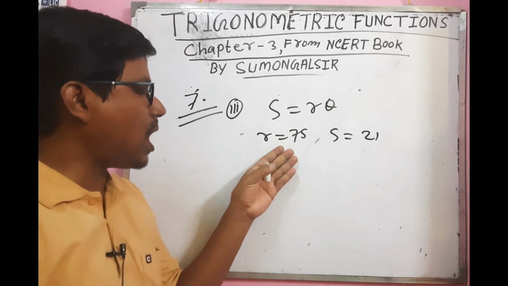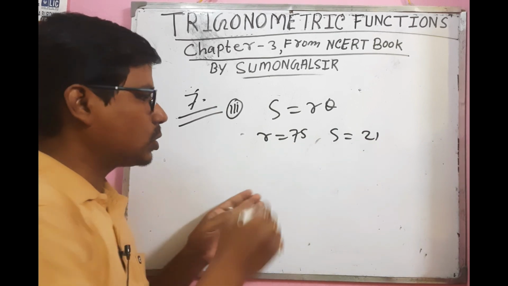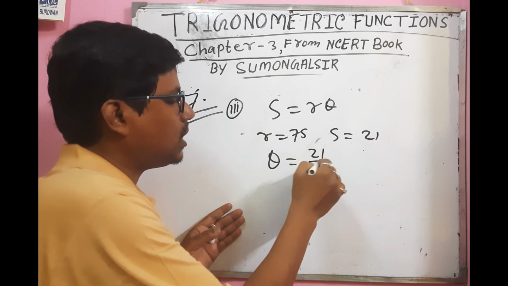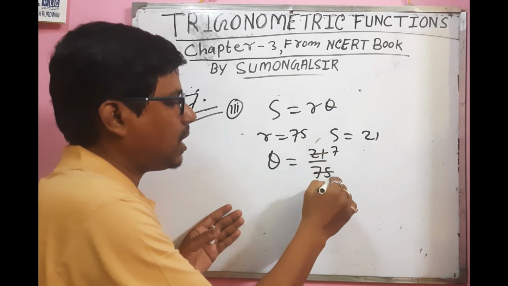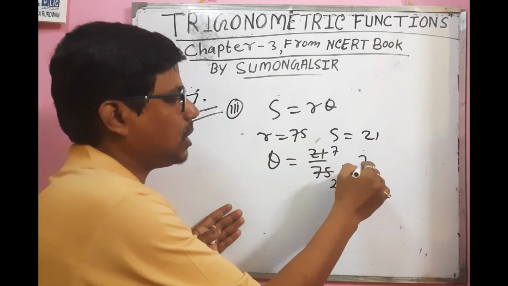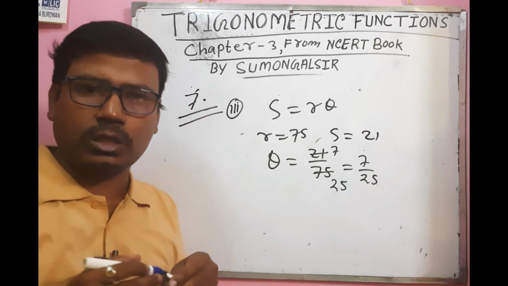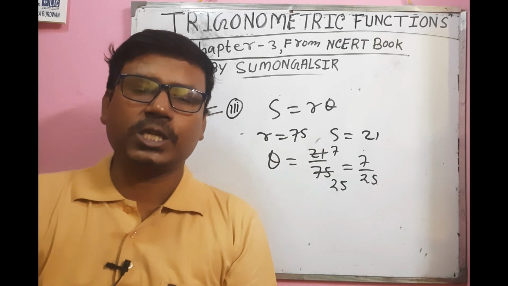For the third, r is equal to 75 and s is equal to 21. So theta will be 21 divided by 75, then 7 and 25. So 7 by 25 is the angle for the third question. So this is the completion of today's discussion.